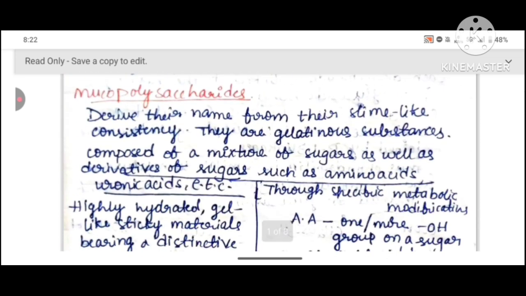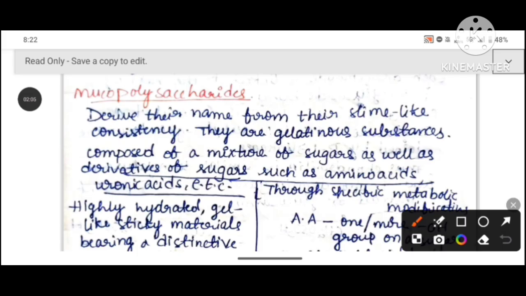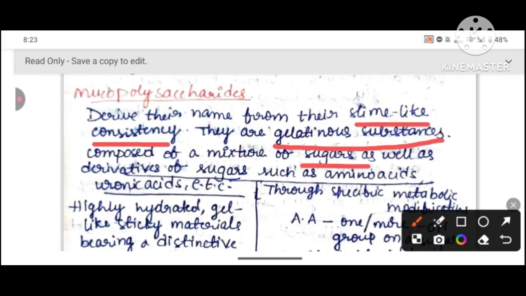The mucopolysaccharides actually derive their name from their slime-like consistency. These mucopolysaccharides have a gel-like consistency. So these are known as gelatinous substances, and they are composed of a mixture of sugars as well as derivatives of sugars such as amino sugars or uronic acids, etc.